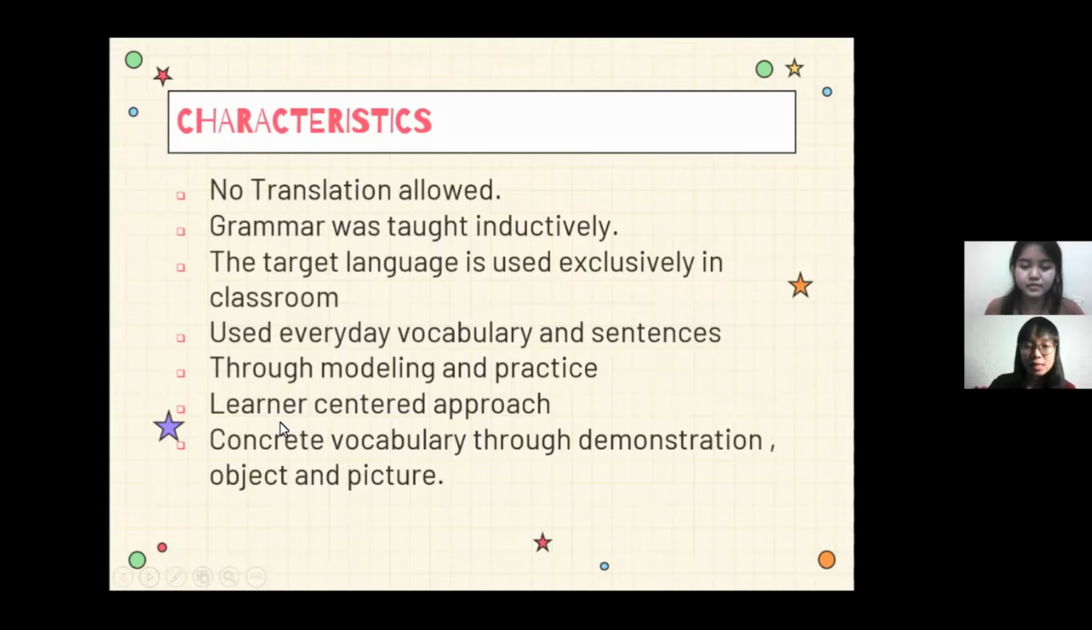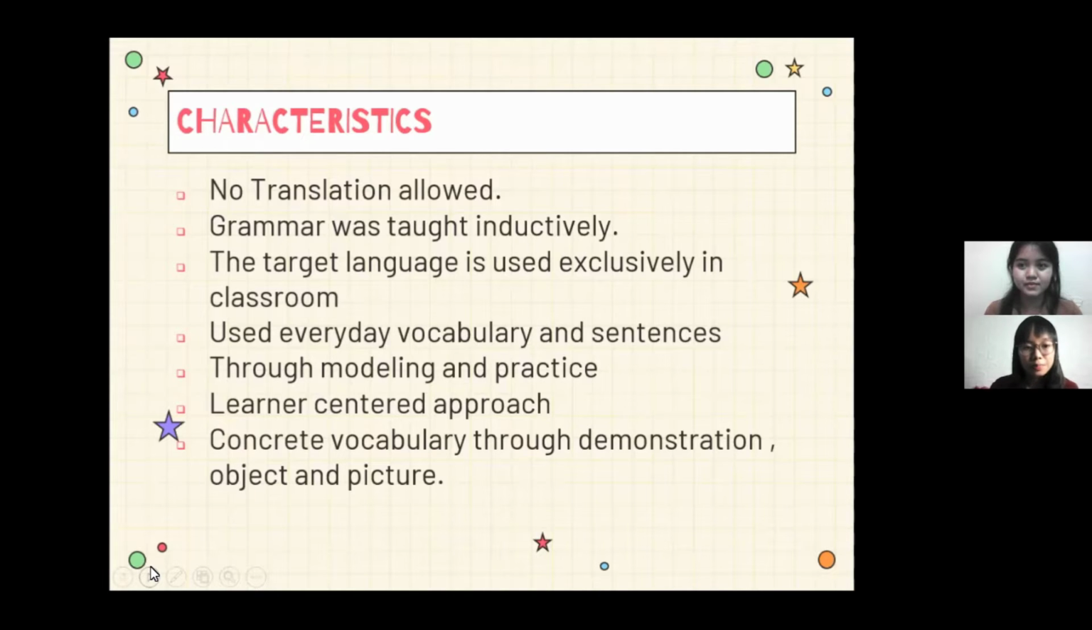So next is about characteristic of direct method. So the first is no translation allowed. So that's mean the teachers are expected to explain the target language through activity, demonstration, reality, and also pictures. The second is grammar was taught inductively. The teachers give example sentence rather than the rules of the language itself. Students can analyze the sentence structure of the example that has been given by the teachers.